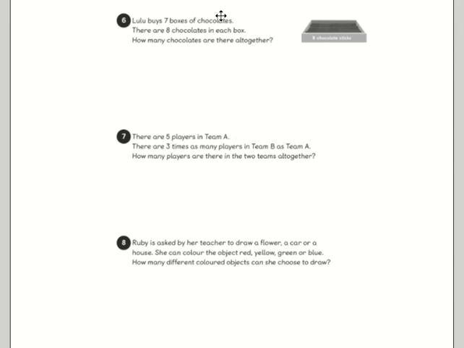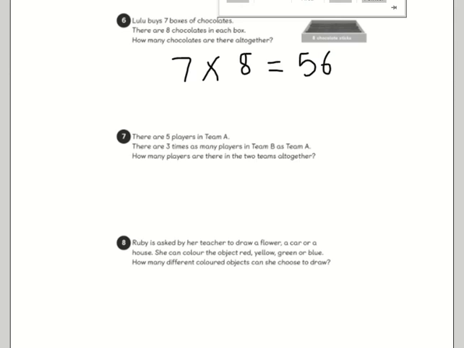So here we've got 7 boxes of chocolates and we know there's 8 in each box. So you might want to draw this out to help you represent it, or you might just want to work out 7 times 8. Now again, this is my favourite times table and one that's quite tricky to remember. 7 times 8 is 56. Well done.